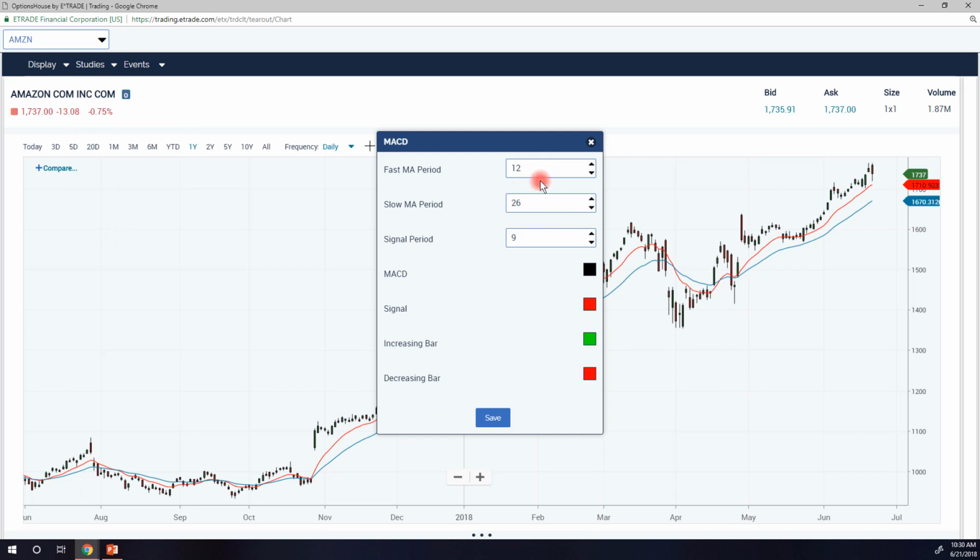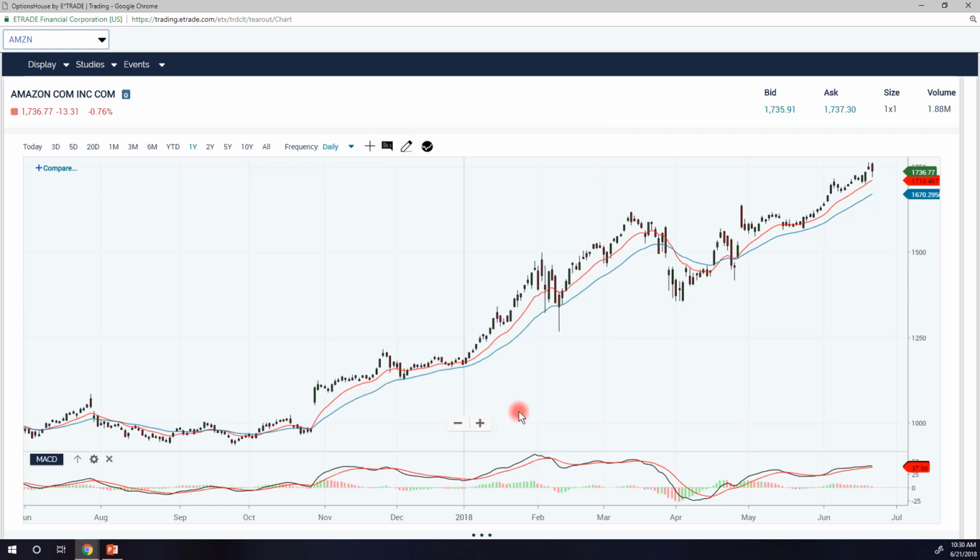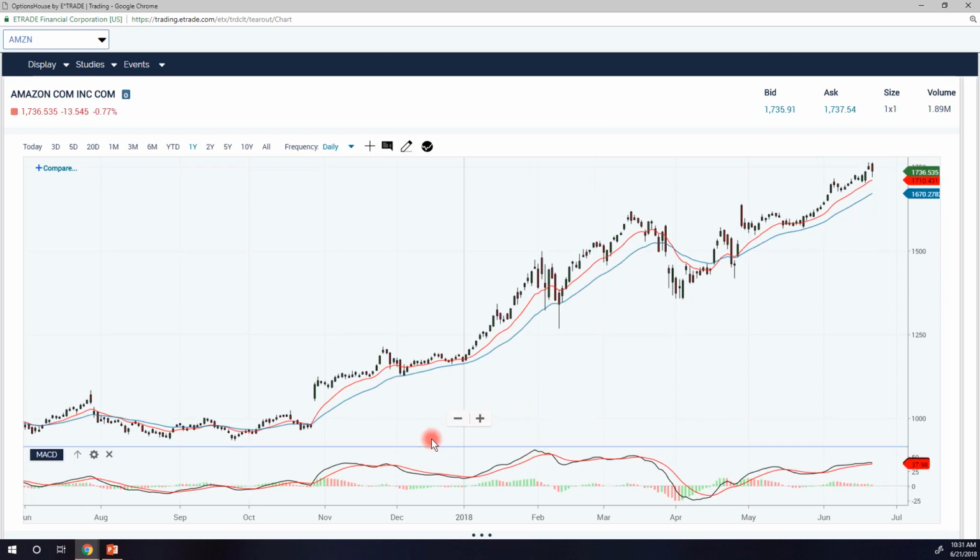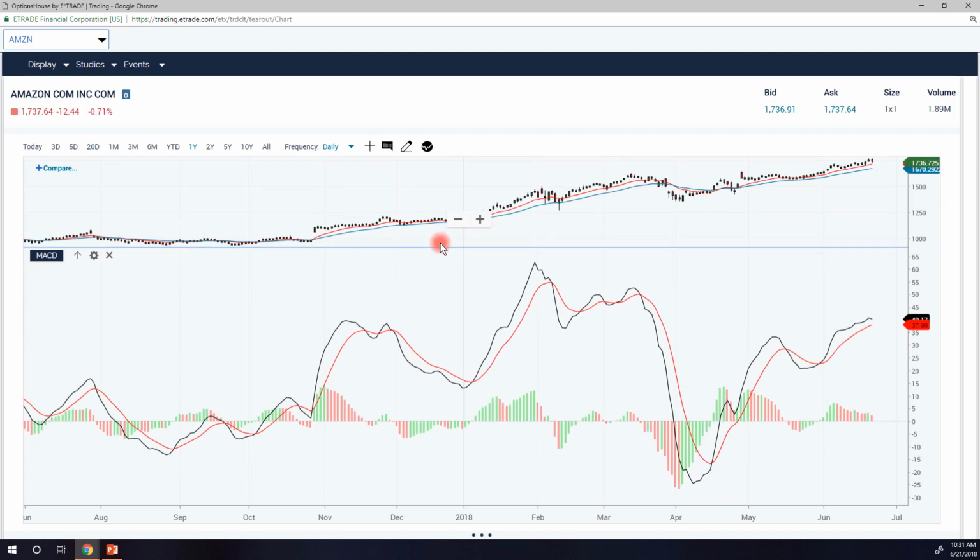Click it. Here are the defaults. You can change these. I'll talk a little bit more about that in a moment, but the defaults, for right now, I would leave them. 12, 26, and then your signal line will be 9. Click on Save, and there's your MACD. Again, a lower study. So I'm going to lift this up right now just so we can see it better.